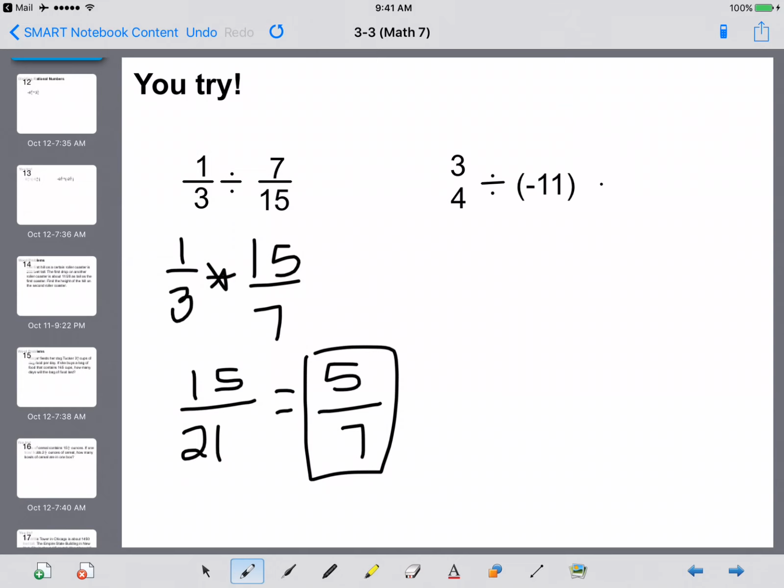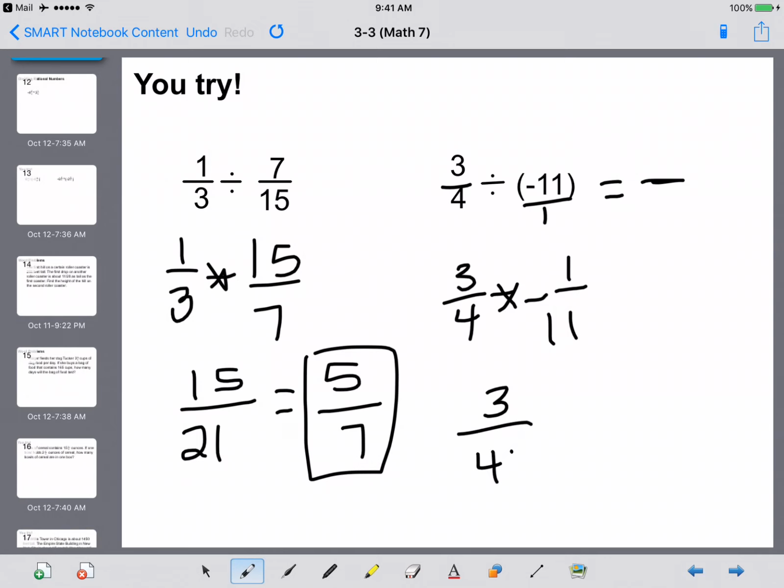Over here, right away, a positive divided by a negative is a negative. And then we've got 3/4, switching our symbol to multiplication, and flipping, -11, so we can write as -11 over 1, so we'll have 1/11. 3 times 1 is 3. 4 times 11 is 44. And remember, our answer is negative.